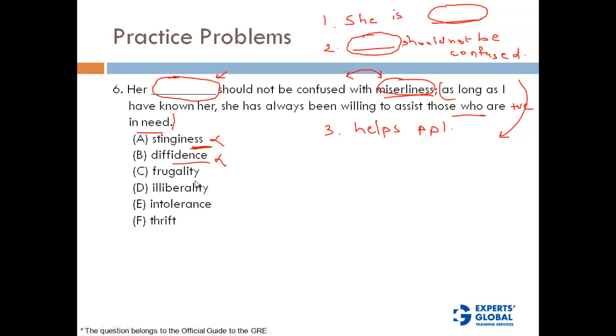Diffidence, out of context. Frugality is saving money, something similar to miserliness, but not really very negative, because we have to account for this positive aspect also. So this could be a good choice. Illiberality, irrelevant. Intolerance, irrelevant. Thrift is again not spending money, so that is related to miserliness, but it is not very negative. So we have two options now, frugality and thrift. Both, if you put back in the sentence, it means her frugality or thrift should not be confused with miserliness. In fact, she always helps people who need money. Okay, so both these words go in the context. So the answer is C and F.